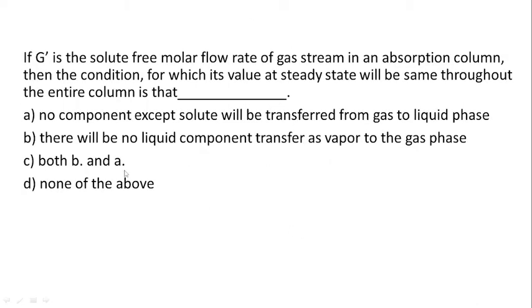Next one, if G dash is the solute free molar flow rate of gas stream in absorption column, then the condition for which its value at steady state will be same throughout the entire column is that. Can you tell the answer for this?